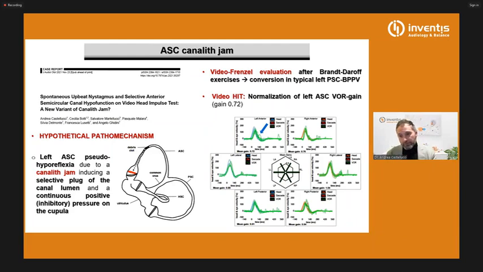So I would like you to focus on the modulation of the spontaneous nystagmus that we can have just bending the patient's head, on the head pitch test, on the pitch plane, on the roll plane, and also when we bring the patient in the supine position in the roll plane.